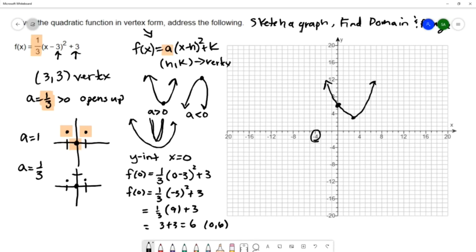This question also asks to find the domain and range. The domain is the x values, and the domain of every quadratic function is all real numbers, negative infinity to infinity. And the range, we're going to use this vertex. That is the first y value in the range, and all the y values going up from there are included in the range. So our range starts at 3 and goes to infinity. 3 is included because the vertex is included in the graph of the parabola.